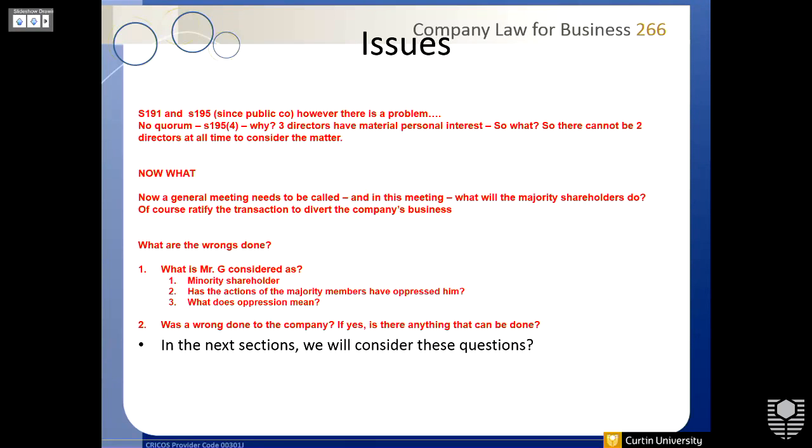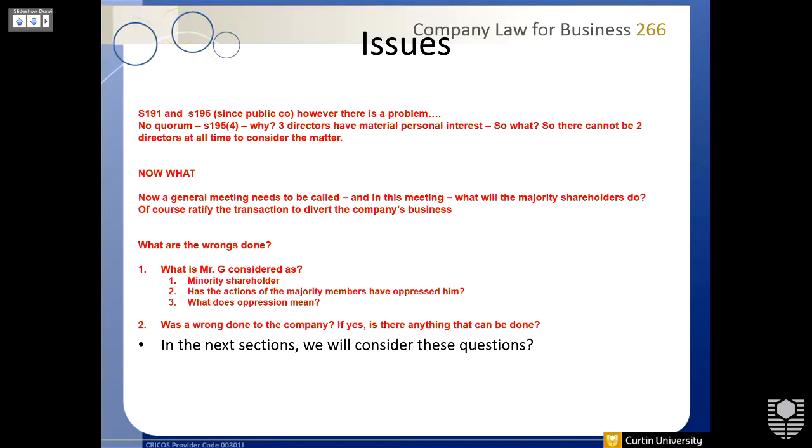Next, another question. To whom was the wrong done? Was it done to Mr. G or was it done to the company? If I take away the business that belongs to the company, have I done a wrong to the company? Yes. So if I've done the wrong to the company, who can sue me? The company. Why? Because under section 124, the company is a legal person and the company has the right to bring action. But in our case, would the company sue?